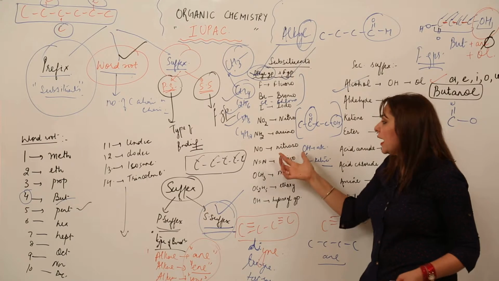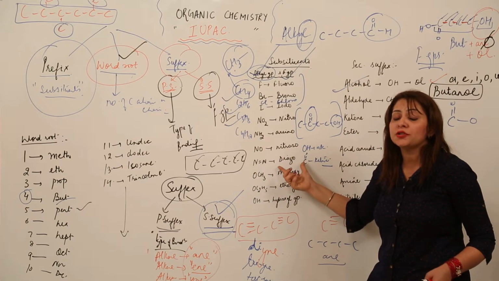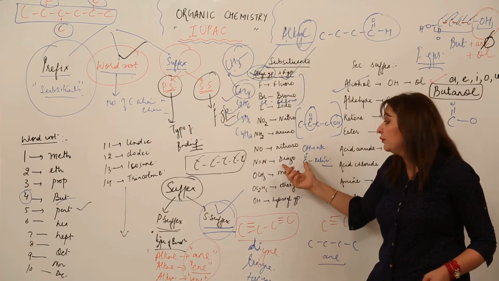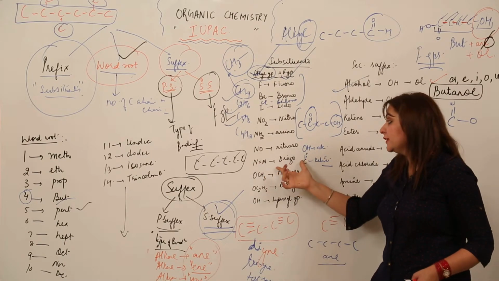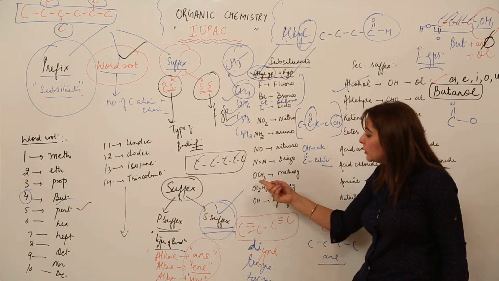And we have NO as nitroso. NN, this is diazo. This also plays an important role. We have many organic compounds which have this diazo group, right? So this is the diazo, NN. Again, what you get to see in this, OCH3.